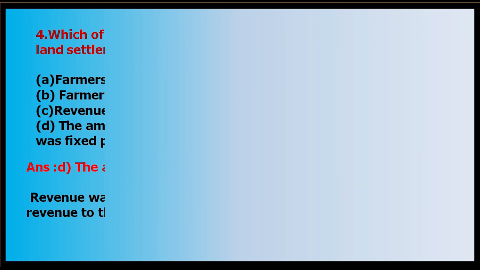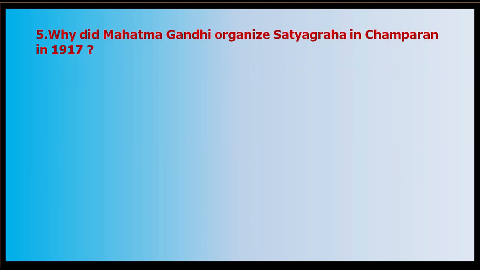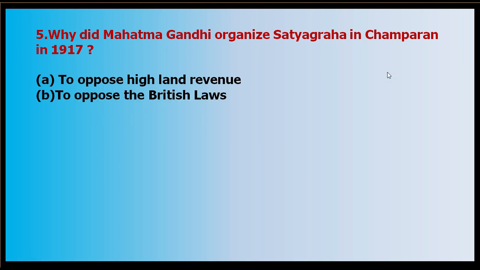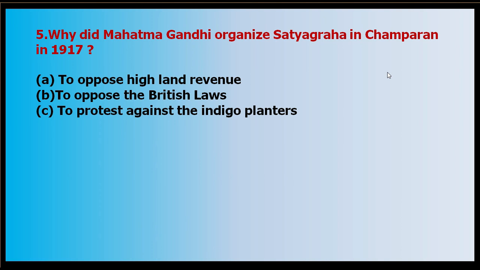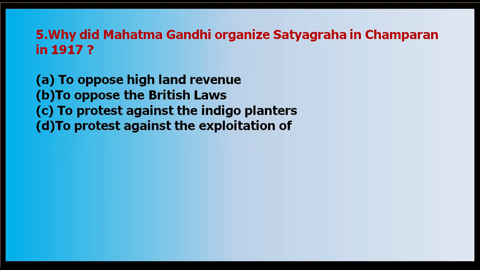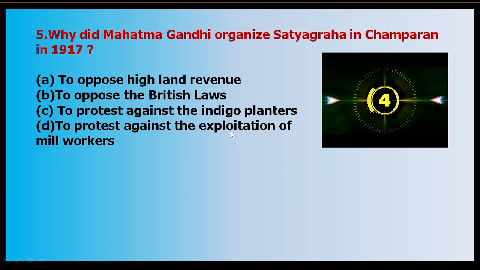Moving to the next question, this is question number 5, and it is: why did Mahatma Gandhi organize Satyagraha in Champaran in 1917? Option number 1 is to oppose the high land revenue. Option B is to oppose the British laws. Option C is to protest against the indigo planters. And option D is to protest against the exploitation of the mill workers. And your time starts now. So find out why Gandhi began this Satyagraha.